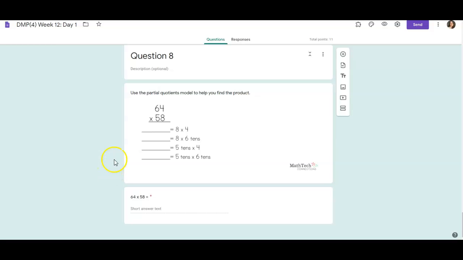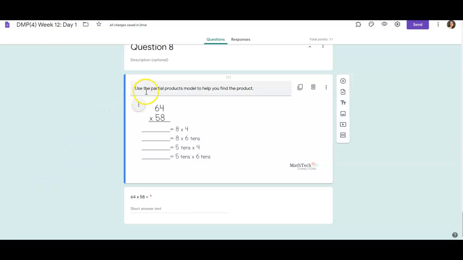Question 8. Use partial products. Oops, I said quotients, that should be products. Okay, fixed it. Use the partial products model to help you find the product. Okay, so first step, 8 times 4. Second step, 8 times 6, or 8 times 6 tens. So make sure that's in the tens. You're thinking of 60.